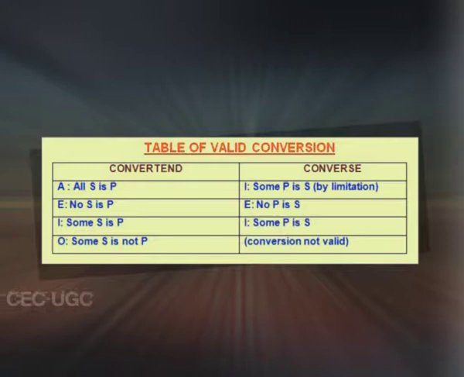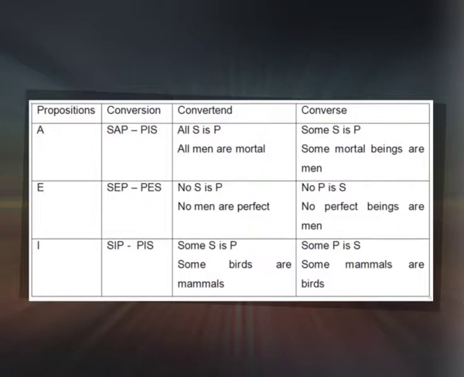Some S is not P. Converse: O. Conversion is not valid. A proposition conversion: SAP, PIS. Convertend: all S is P. Converse: some S is P. Convertend: all men are mortal. Converse: some mortal beings are men.